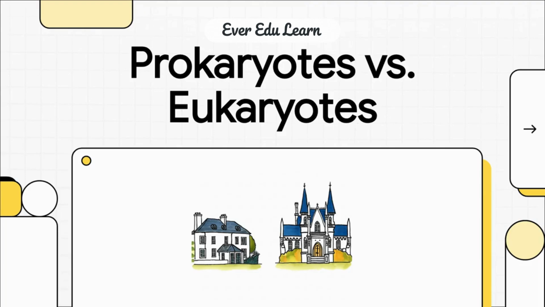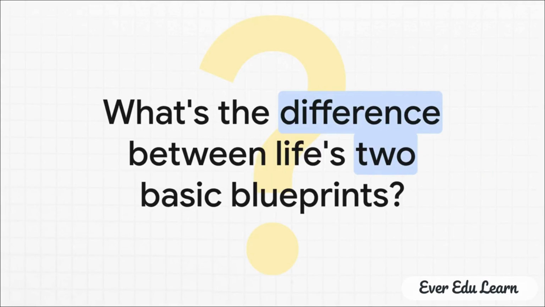Every single living thing on this planet, from a tiny bacterium to a giant sequoia tree, is made of cells. But what if I told you that all of that mind-boggling diversity, all of it, boils down to just two basic blueprints? Well, that's what we're diving into. So there you have it. Life has two designs. But what's the actual difference? Unpacking that one simple question reveals one of the most important concepts in all of biology.